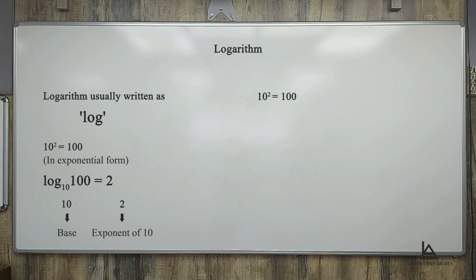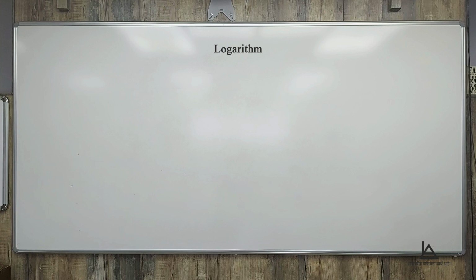So 10 raised to 2 is equal to 100 was written in modified form as log of 100 to the base 10 is equal to 2. So what logarithm essentially means is the exponent of 10. Let's take a few more examples.